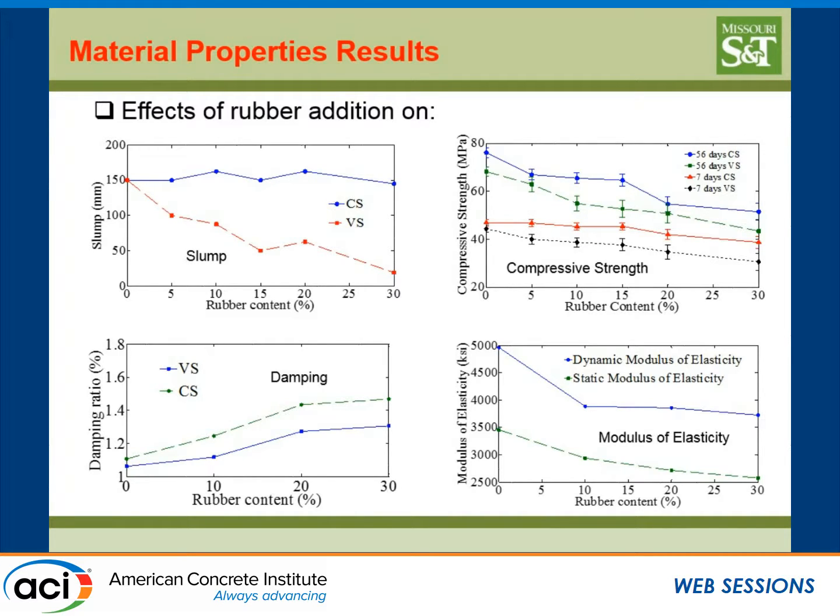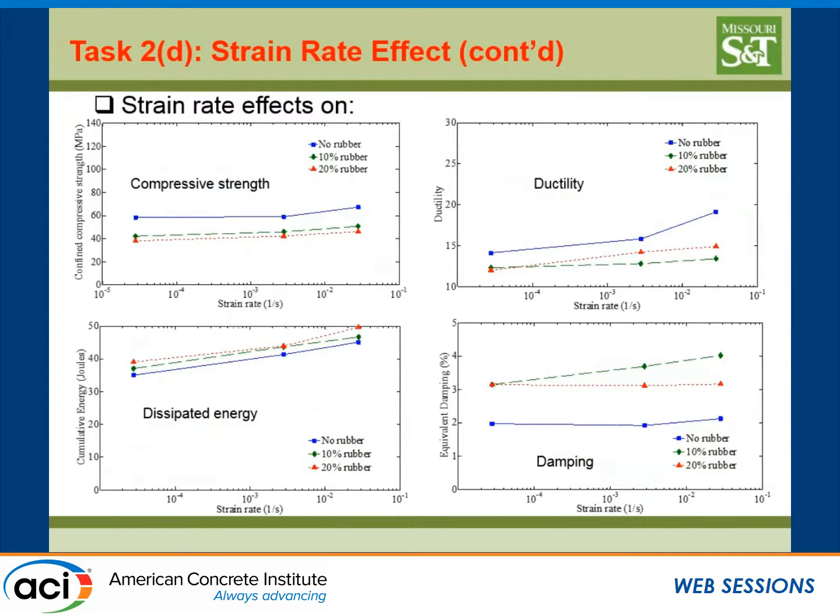So if we have zero rubber here, you get close to 1%. If you go to 20%, you get approximately 1.5. So it's up to about 50% increase in the viscous damping. And here is the effect on the modulus, the dynamic and the static modulus with the rubber content. The next step is rubber is very sensitive to loading rate. So we'd like to see how the loading rate would be affected. We think about seismic dynamics, so high loading rate effect. How the loading rate would affect the response of the rubber.